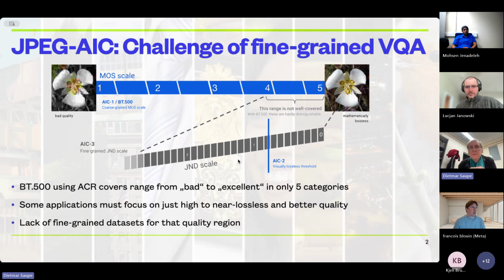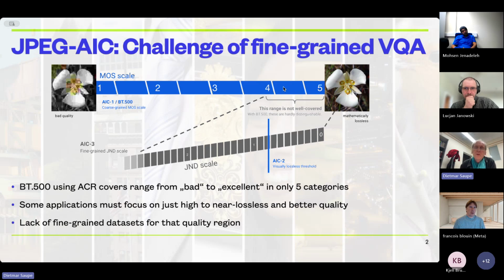In contrast to the CONIC 10K data set or other ACR data sets, we are now looking at full reference quality assessment, where we have a source image and coded or slightly distorted images, and would like to assess the distortion magnitude, the impairment of the distorted images. When you do this on the MOS scale, you have the scale from 1 to 5, and it covers all the imagery from bad quality to mathematically lossless coding. However, as we know, at the high end of the scale, say from 3.5 or 4 to 5, there's little discrimination power of the ACR scale. So that range is not well covered by this technology.